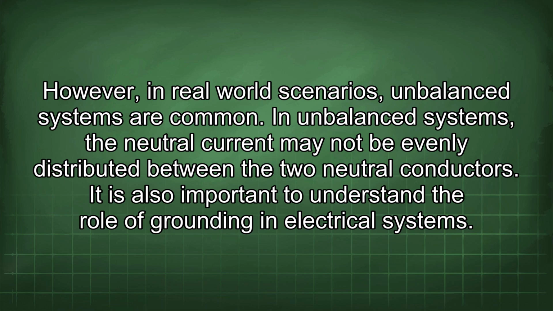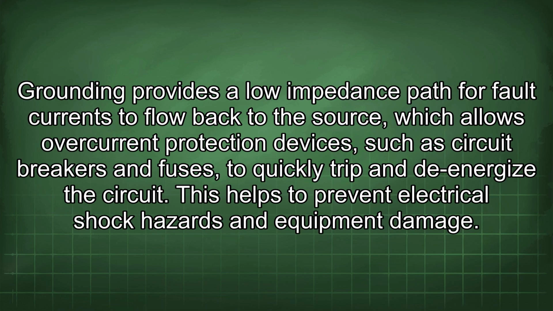It is also important to understand the role of grounding in electrical systems. Grounding provides a low-impedance path for fault currents to flow back to the source, which allows overcurrent protection devices, such as circuit breakers and fuses, to quickly trip and de-energize the circuit. This helps to prevent electrical shock hazards and equipment damage.